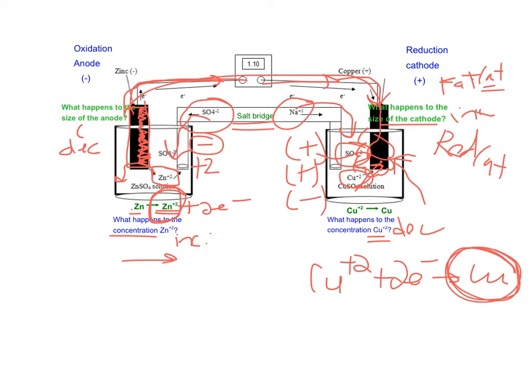The last thing is the labeled charge of the anode and the cathode. The anode gets the negative charge because there is a loss of electrons happening, and the cathode gets a positive charge because there is a gain of electrons happening.